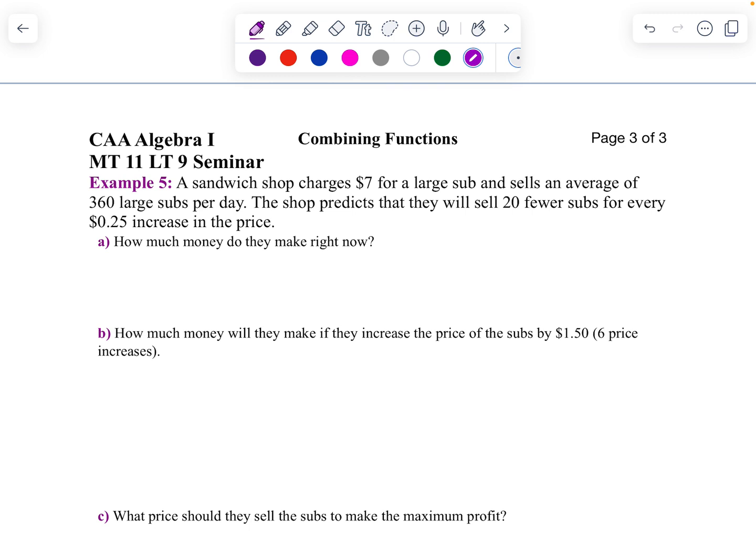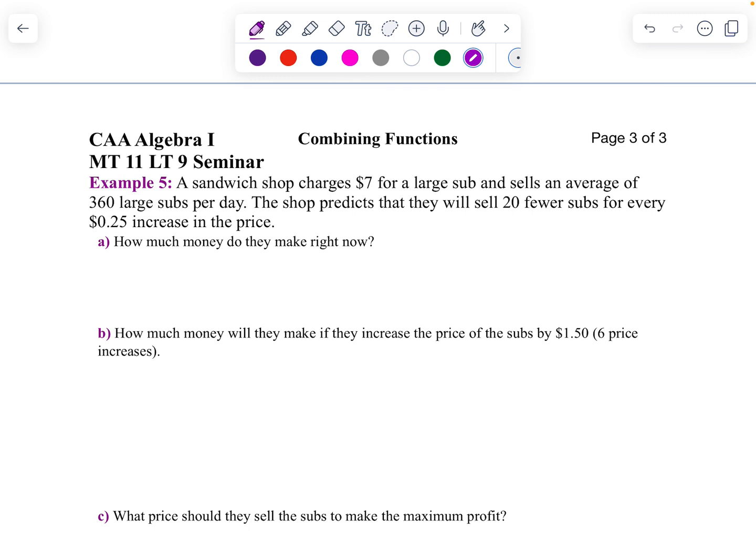So if we raise the price, we make more money, but we sell fewer subs. But there must be a balancing point. That's where we use the math to find the balancing point where they can make the most money and sell for the highest cost.